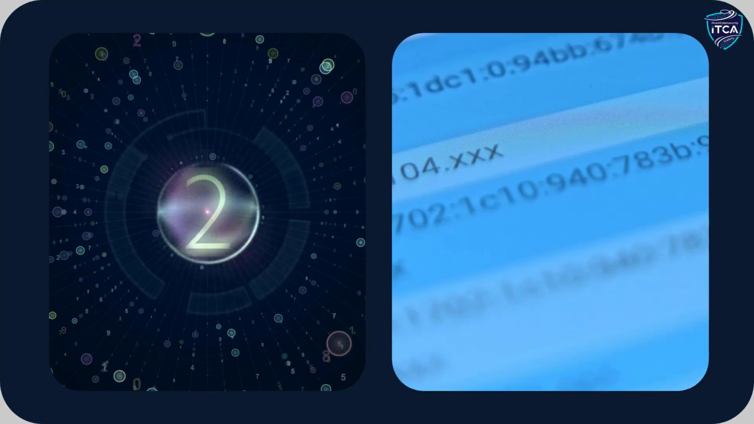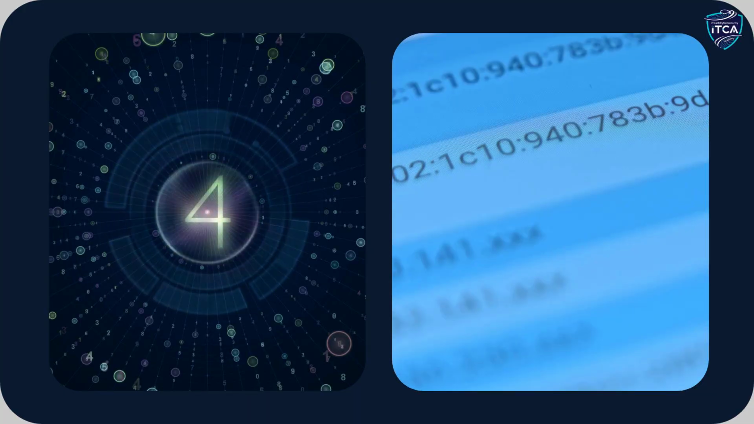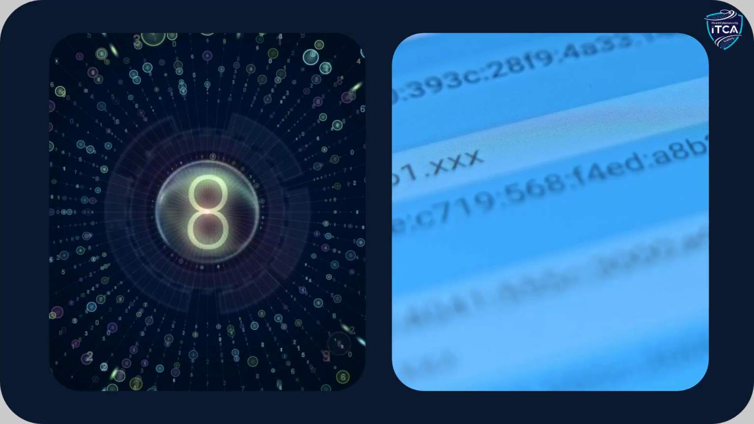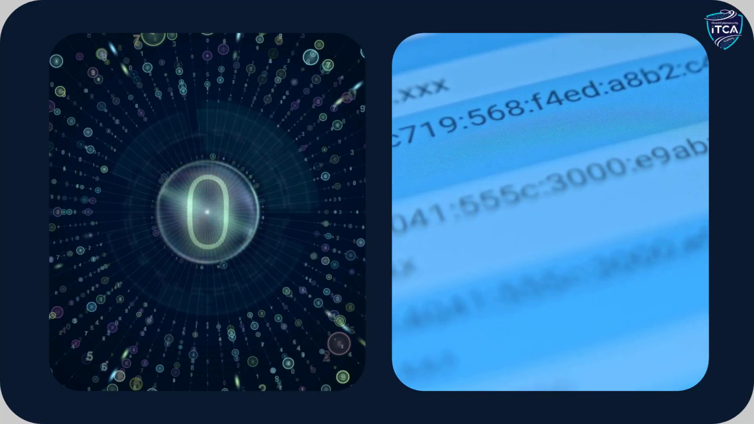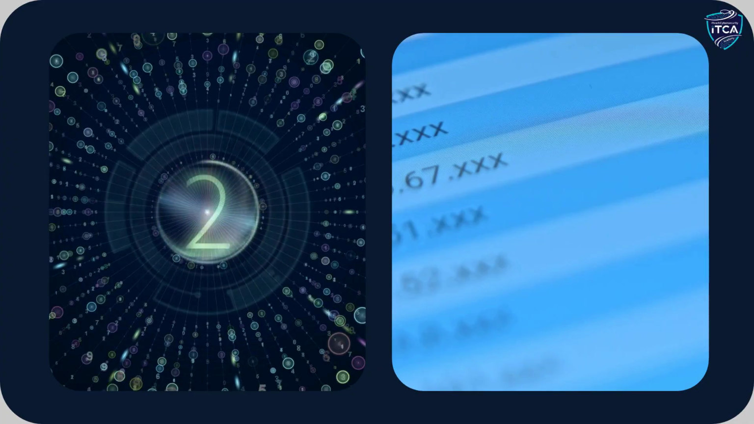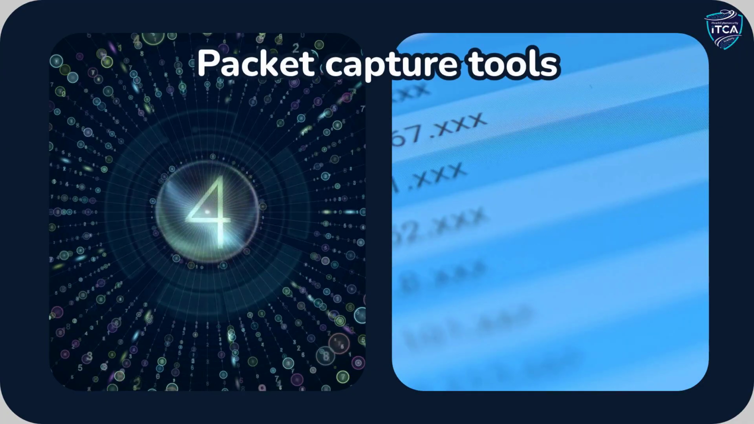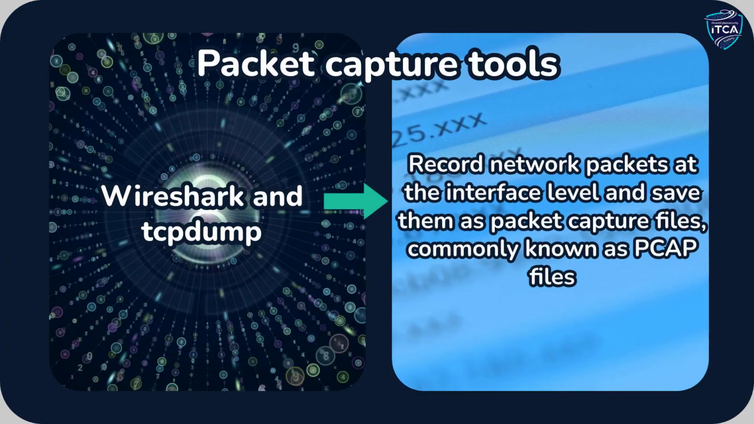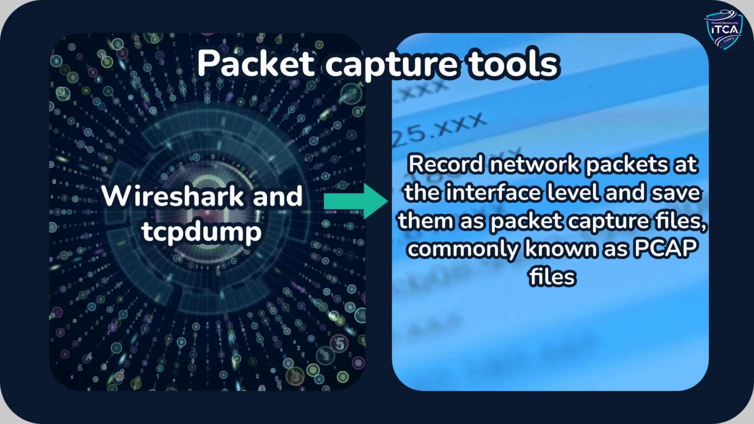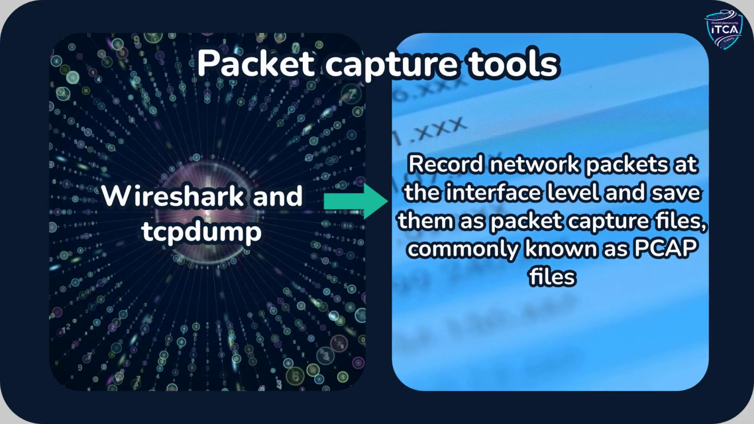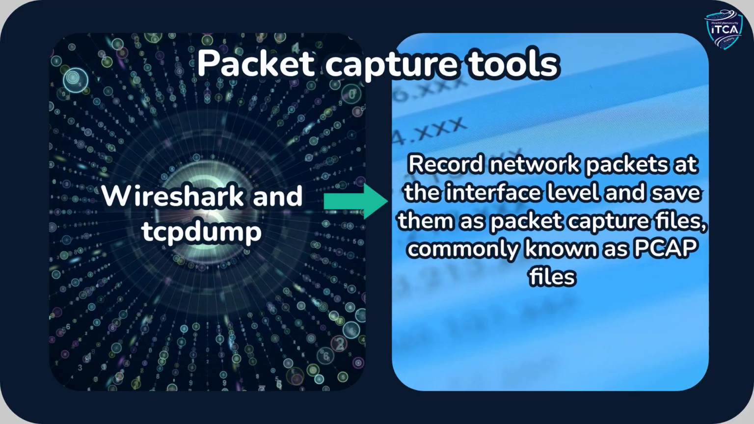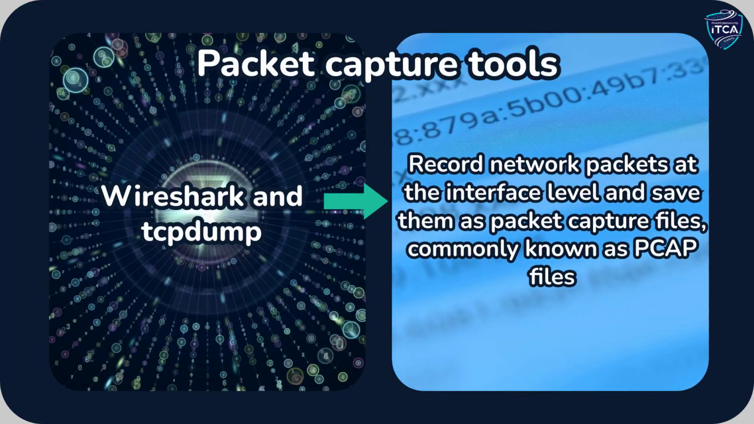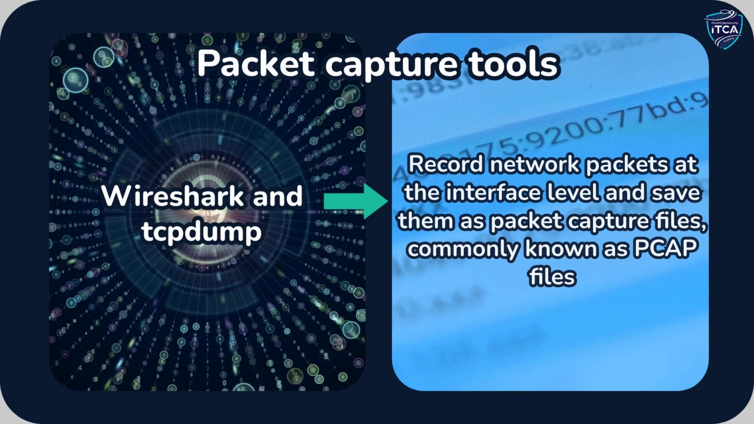Once suspicious activity has been detected, investigators need access to raw network traffic. Packet capture tools are used to collect and store this traffic for forensic analysis. Packet capture tools such as Wireshark and tcpdump record network packets at the interface level and save them as packet capture files, commonly known as PCAP files. These tools work by monitoring network interfaces and capturing traffic without interfering with normal communication.